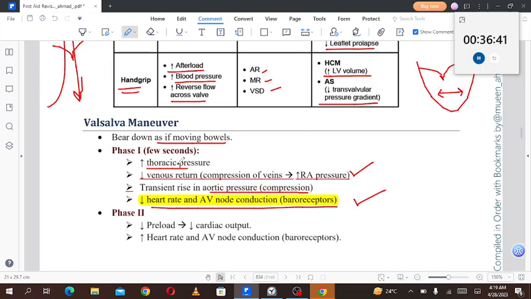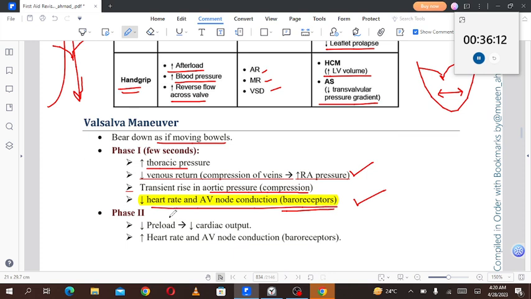So when we are doing the Valsalva maneuver, in the first strain phase, the thoracic pressure is increased, and the venous return is decreased, that is compression of the veins, and the right atrial pressure is increased. There will be a transient rise in the aortic pressure, and decreased heart rate and AV nodal conduction, that is baroreceptor mediated, because the baroreceptors sense the increase in thoracic pressure and send a stimulus to the brain, and resultantly the AV node will be inhibited by the parasympathetic supply, and decreased heart rate and AV nodal conduction will be there in the first phase.